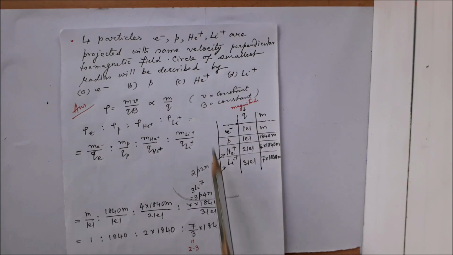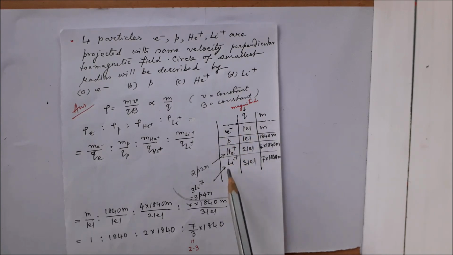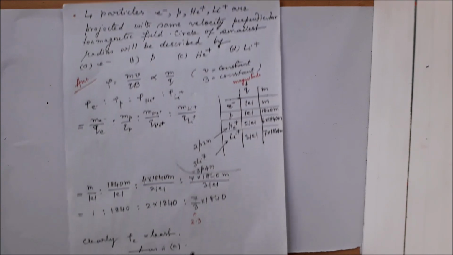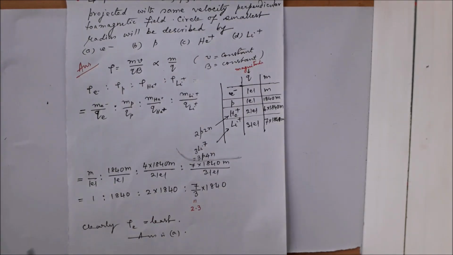And using this chart where we have listed the charge values of these four particles and mass values of these four particles, we end up with this ratio, and obviously the least value is possessed by electron. So electron will trace a circle which has least radius. So answer is A. In this problem, we have taken He plus to be 2p2n system and lithium plus to be a 3p4n system, 3 being the atomic number, 7 being the mass number.